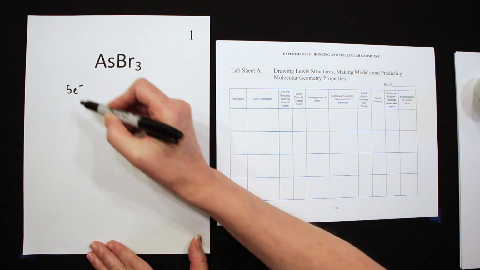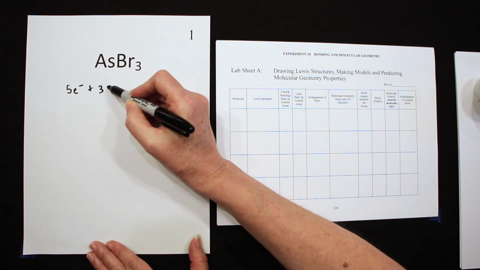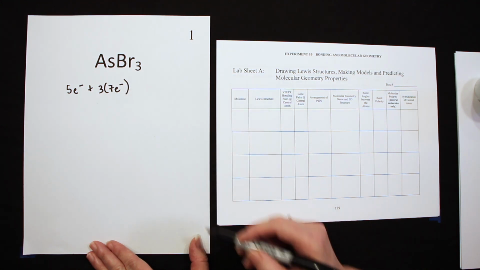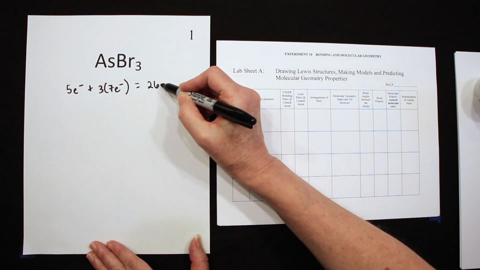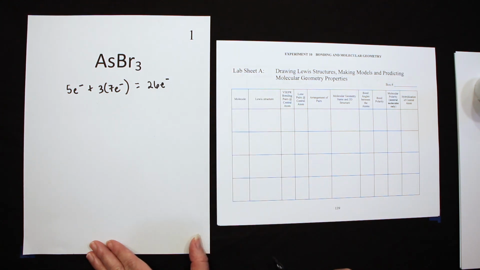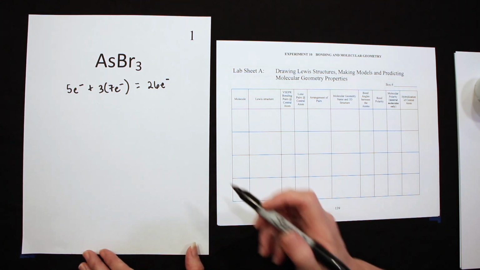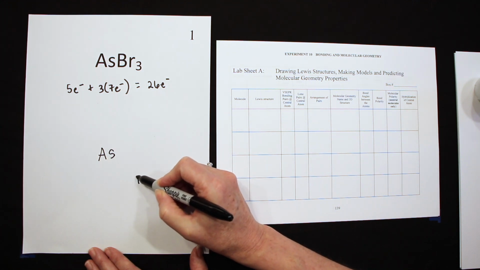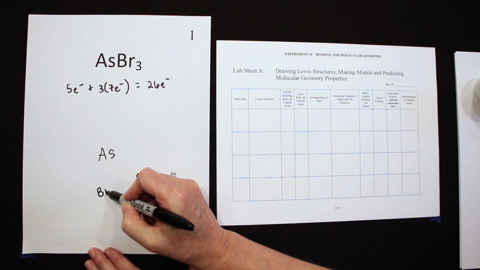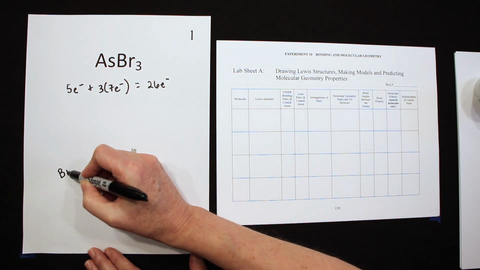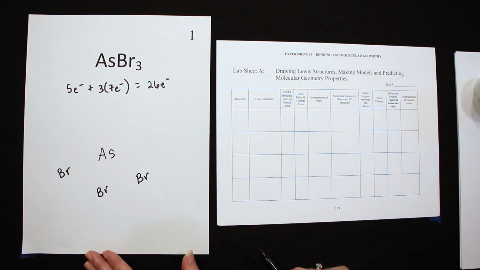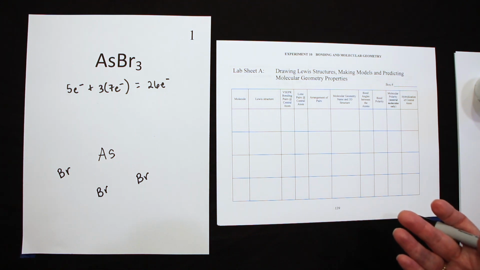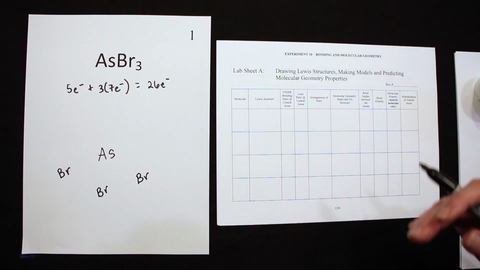We've got 5 from arsenic and 21 from bromine. That's a total of 26 electrons that we need to put in our structure. So I will just draw a general structure. This first one doesn't need to be the 3D depiction. We'll do that later. And this is described quite well. There's a stepwise procedure in the lab manual, and I'm just going to walk you through it.